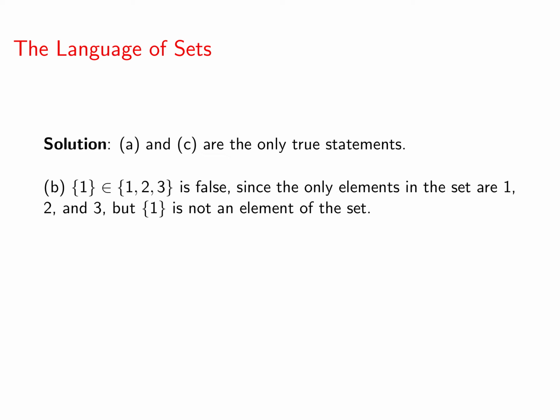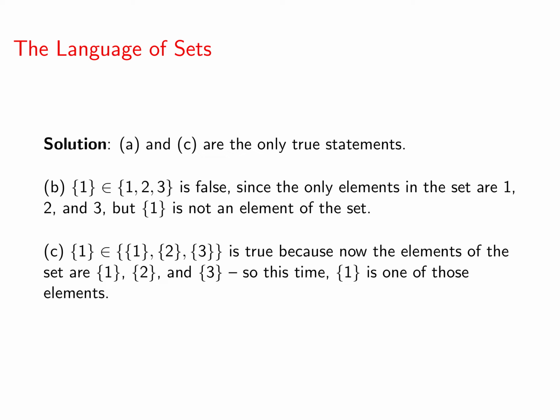All right, for part B, the set containing 1 is an element of the set containing 1, 2, 3 is false. The only elements that are in the set 1, 2, 3 are the numbers 1, 2, 3. This object here, the set containing 1, is not one of those elements. So that statement is false.